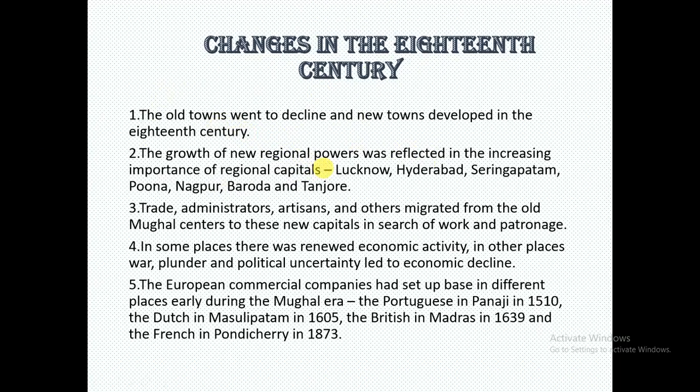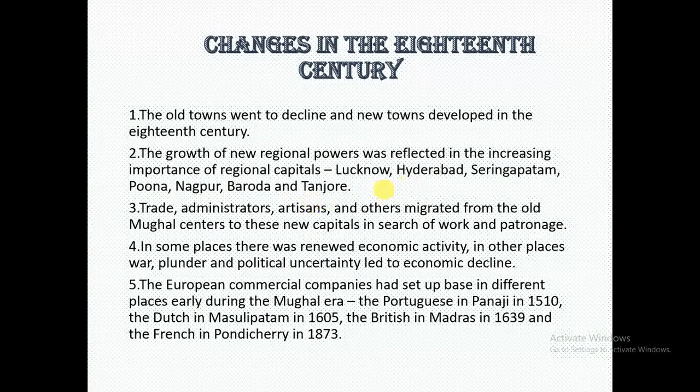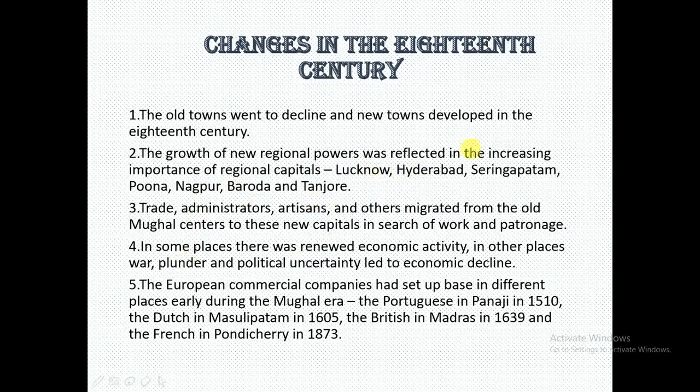So at the end of the 18th century, the old towns built by the Mughals were being demolished by the British, and later they built new towns with European styles in places like Lucknow, Hyderabad, Srirangapatnam, Pune, Nagpur, Baroda, and Tanjore, right? These are known as the regional capitals of the colonial government, right? So once again, the regional capitals of the colonial government were Lucknow, Hyderabad, Srirangapatnam, Pune, Nagpur, Baroda, and Tanjore, right?